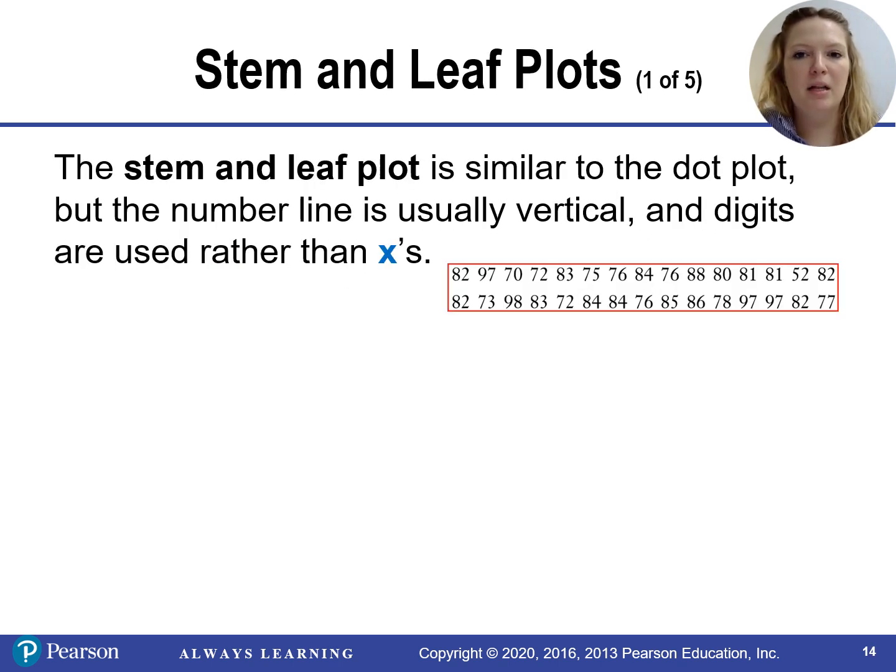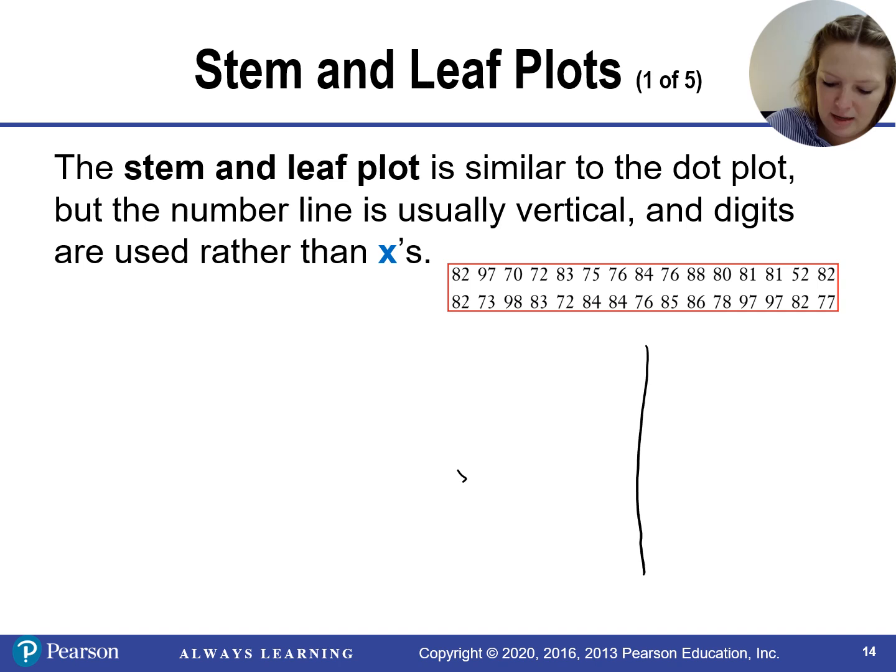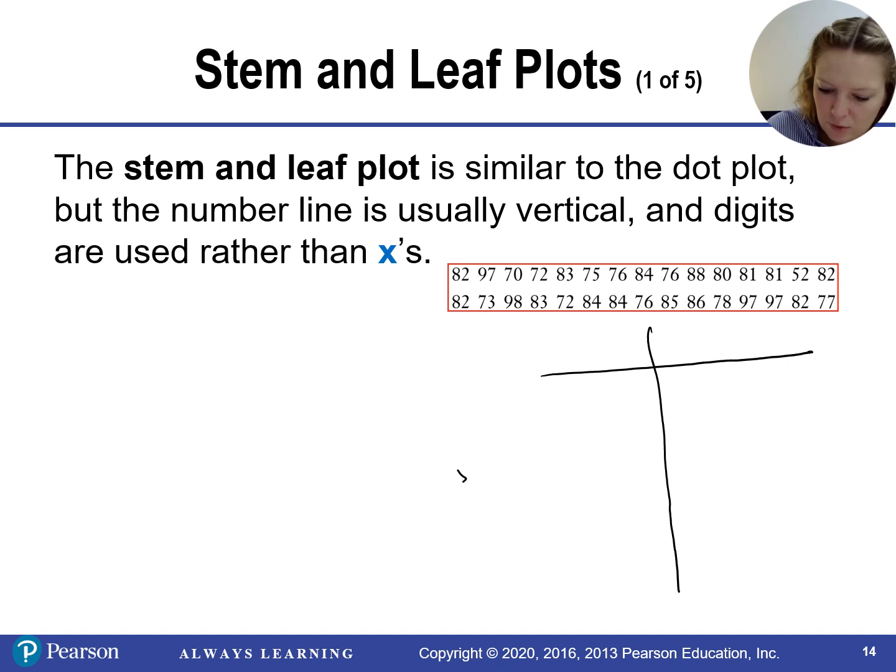A stem and leaf plot is another way that we can represent numerical data. However, we are going to work vertically rather than with X's. So if we wanted to represent the scores for this class, again with a stem and leaf plot, a stem and leaf plot is going to start, we have a table, or just really we just need a vertical line.